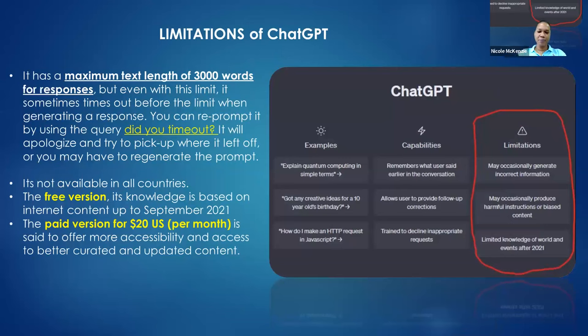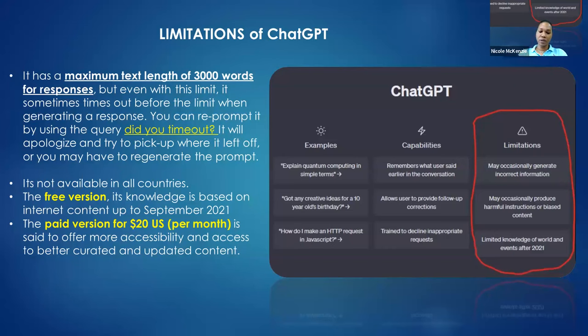In the earlier slide, I had pointed out that OpenAI lists some key limitations of using ChatGPT, along with a few examples and a few of its capabilities just to get you started. For this section, in addition to what OpenAI lists on their page, ChatGPT has a few other limitations to note. Firstly, the AI has a maximum text length of 3,000 words for responses. But even with this limit, it sometimes times out before the limit is reached when generating a response. You can reprompt it by using the query, "Did you time out?" It will actually apologize and try to pick up where it left off, or you may just have to regenerate the prompt.